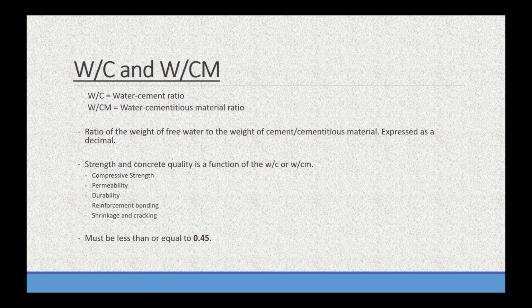Usually, in conversation we only talk about the water cement ratio, but just be aware that water cement ratio technically is only water and only cement. If you add those other cementitious materials like fly ash and slag, you're really talking about the WCM. In terms of the specification, they're both the same in terms of what's required, it's more of a wordage thing. But basically, water cement ratio or water cementitious material ratio is just the weight of the free water to the weight of the cementitious material, and it's expressed as a decimal.